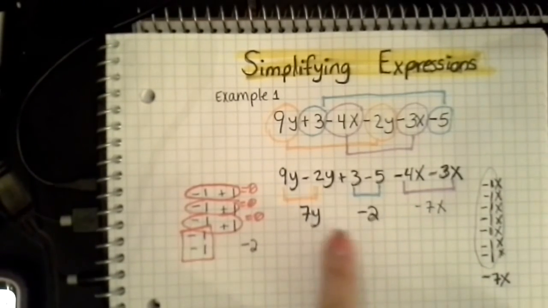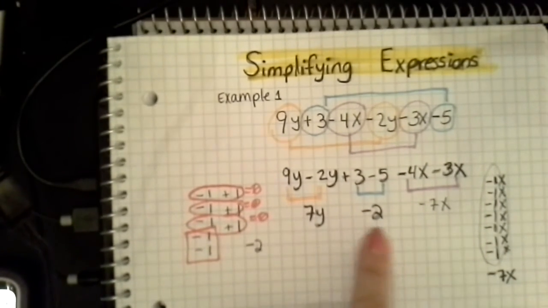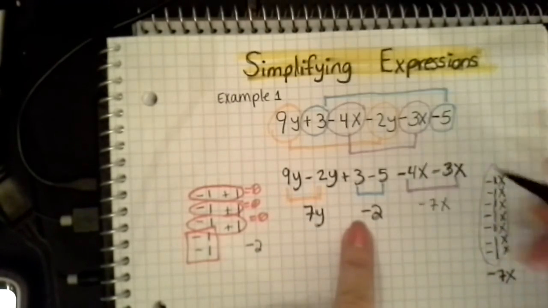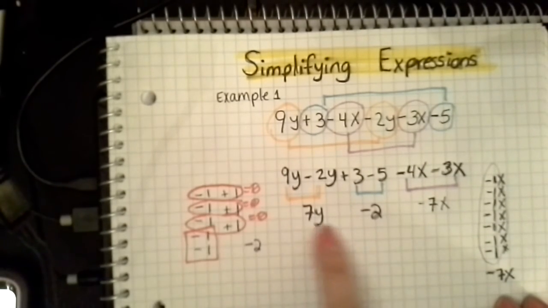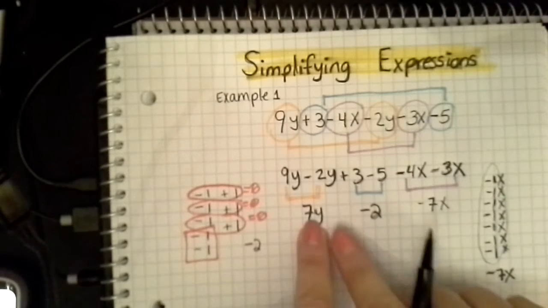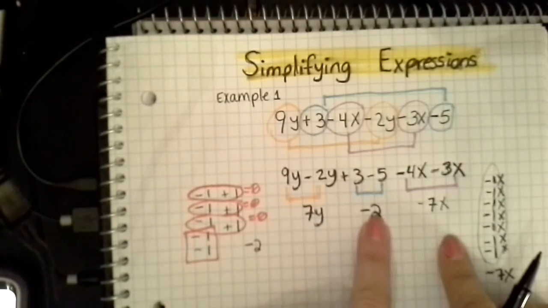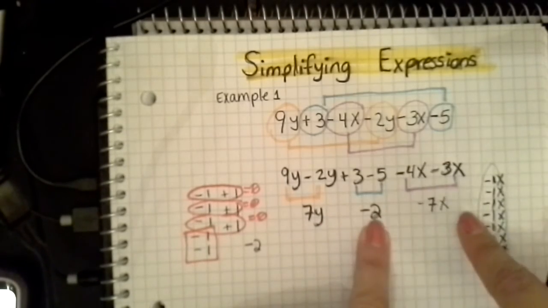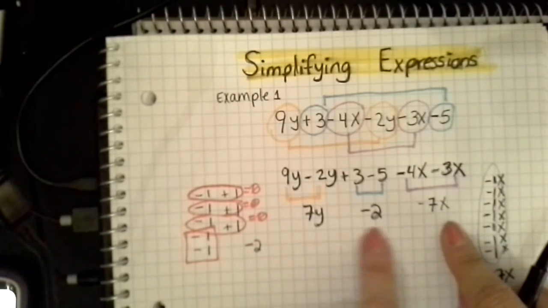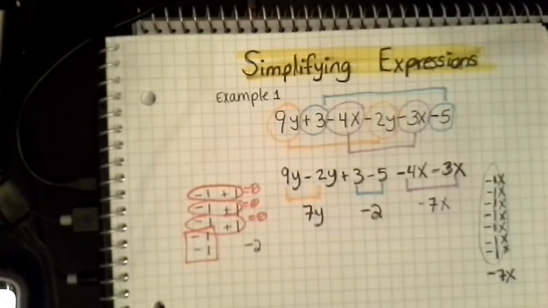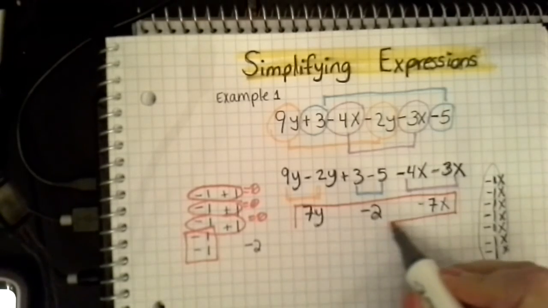If you look at this expression now, we have 7y minus 2 minus 7x. None of these have the same variable. So therefore, this is a simplified version of this expression. I can no longer combine these because 7y doesn't have any other term that also has a y. For a single constant term, there are no other single constant terms that I can combine it with. And for negative 7x, there are no other terms with an x that I can combine it with. So my final answer is 7y minus 2 minus 7x.